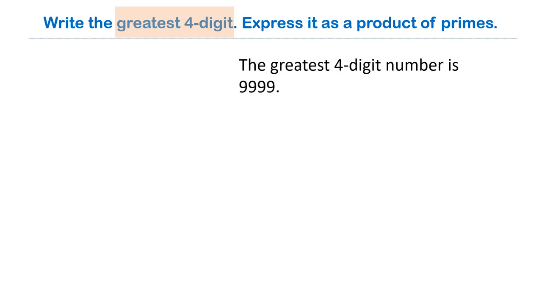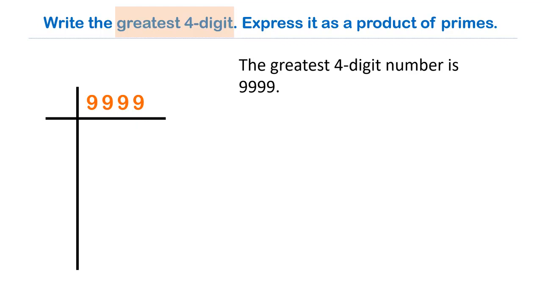9999, and to express it as a product of primes, we do the prime factorization of 9999. Since 9999 is an odd number, it is not divisible by 2. So we take the next prime number 3. To check whether it is divisible by 3 or not, we use the divisibility test of 3. So we add the digits. 9 plus 9 plus 9 plus 9 is equal to 36. And 36 is divisible by 3.